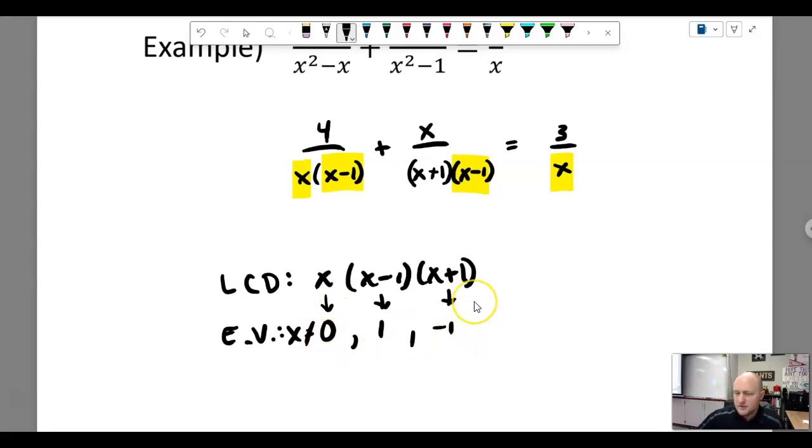A question that often comes up, what about the numerators? Do I do anything with the numerators? Nope. Pretty much for this lesson, you're ignoring the numerators. We're only concerned about finding the lowest common denominator. Notice numerator is not part of that.